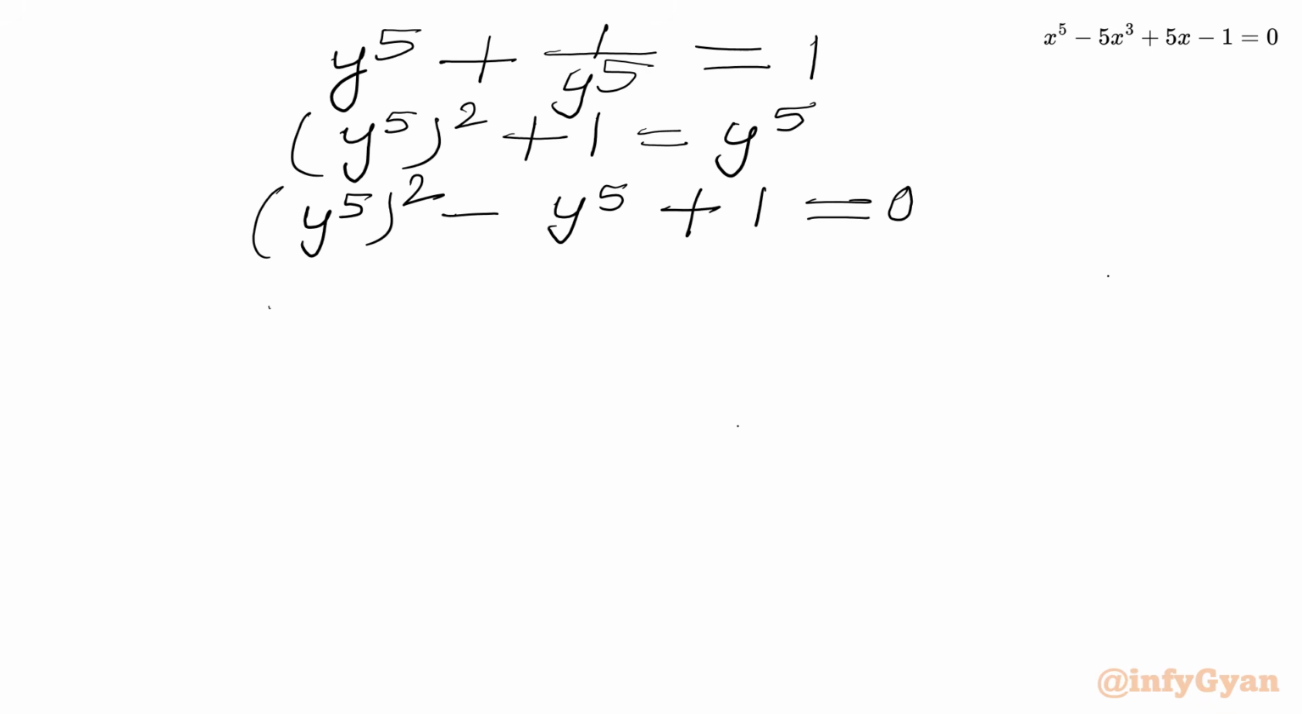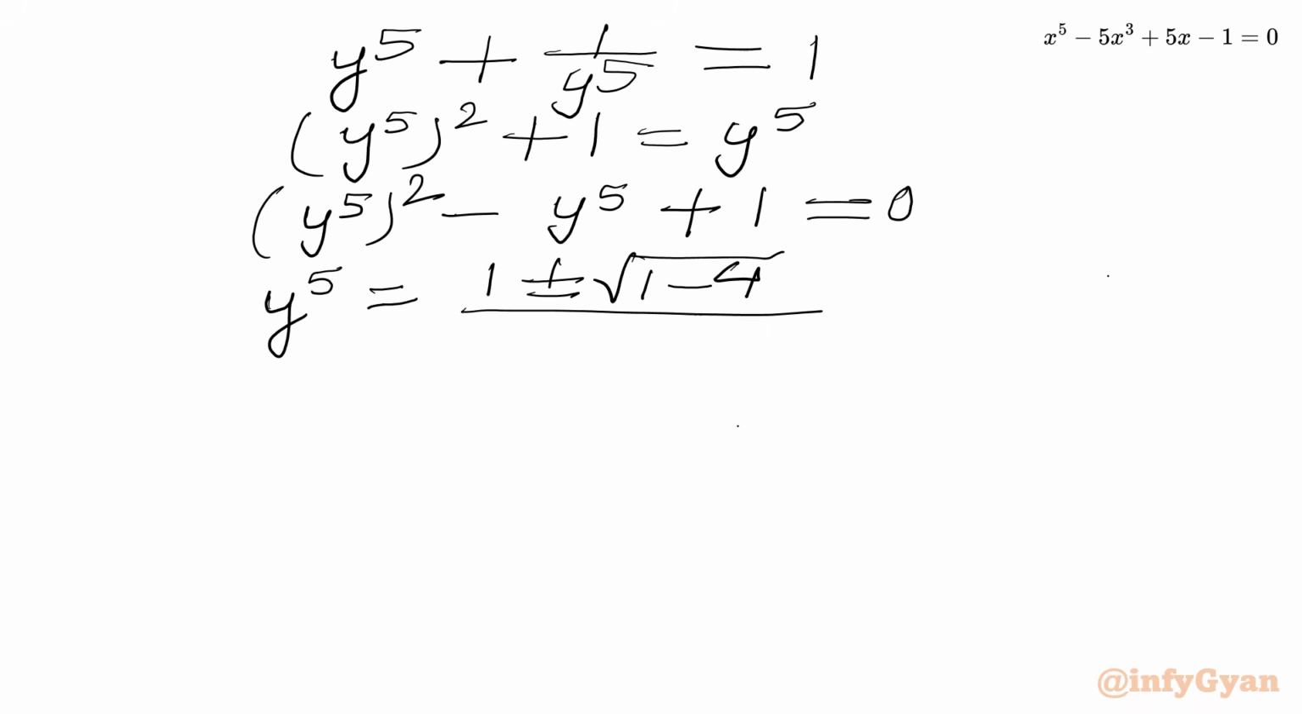So we will use the quadratic formula to get the value of y power 5, which is minus b plus minus square root of b square minus 4ac over 2a. Minus b, minus of minus 1, is 1, plus minus square root of b square, which is minus 1 square, 1, minus 4 times 1 times 1, minus 4, over 2 times 1 is 2. This will be equal to 1 plus minus square root of minus 3, which is i root 3, over 2.